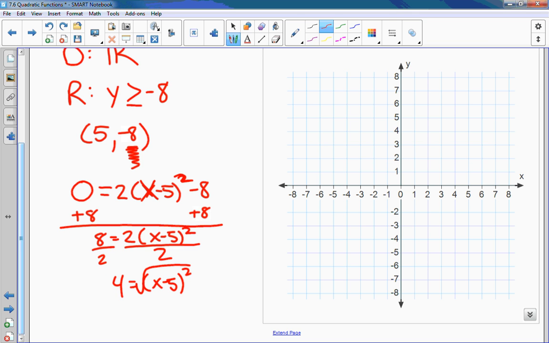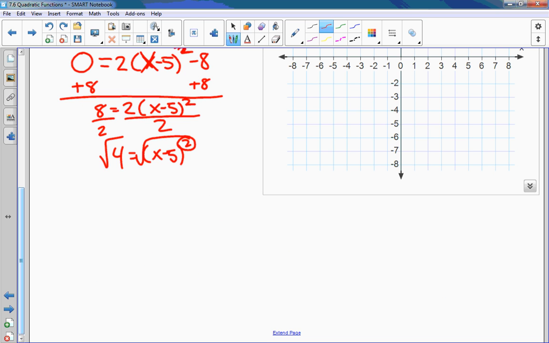Square root. How many answers should I have? That's right. Make sure you have 2 answers. Plus or minus 2 equals x minus 5. So x is going to end up equaling 7 and 3.